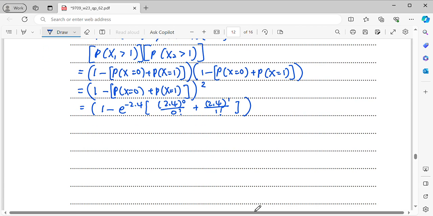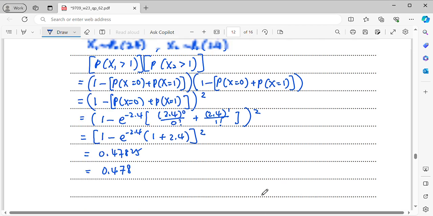Okay, then from here, you will be getting 1 minus e negative 2.4, bracket 1 plus 2.4. Then all of this, you square it. Then at last, you will be getting 0.47825. And now when I round up to 3 significant figures, you will be getting 0.478. So that's the solution of this question.